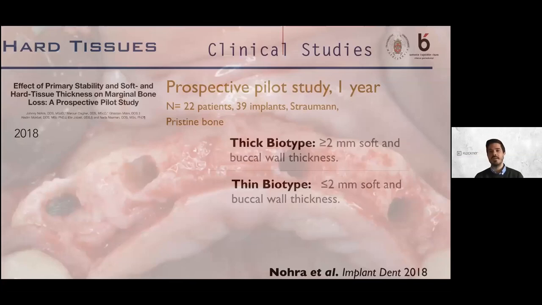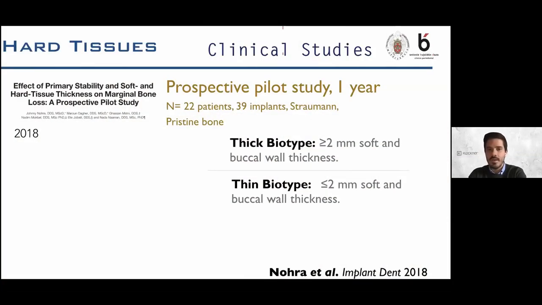In this case, this prospective pilot study with a follow-up of 1 year in 22 patients, they placed 39 bone level implants in pristine bone. And they performed the randomization between the thick bone biotype and the thin bone biotype. It means that the thick bone biotype had more than 2 millimeters of soft tissue and more than 2 millimeters of buccal wall thickness after the drilling, compared to the thin biotype with less than 2 millimeters of soft tissue and hard tissue.